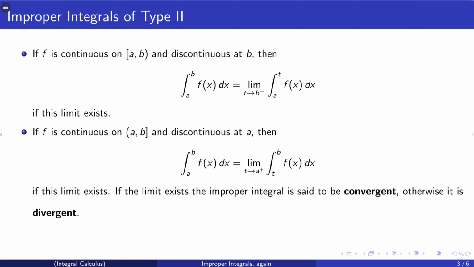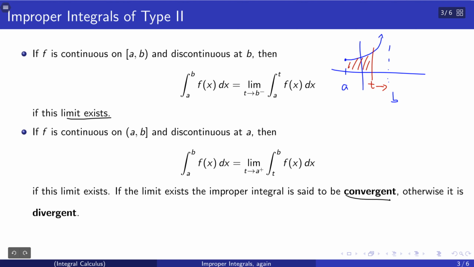So f is continuous from a to b. It has a discontinuity at b, but if you take the limit, so that's b and that's a, if you take the limit as t goes to b from the left, and it evaluates to something, then we'll say it's convergent. And so same for the other type here.